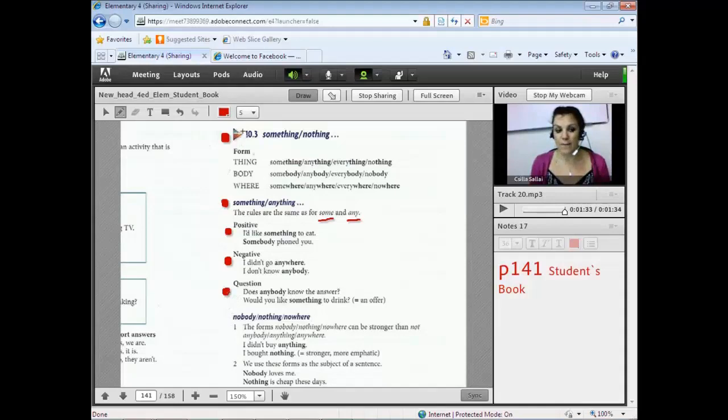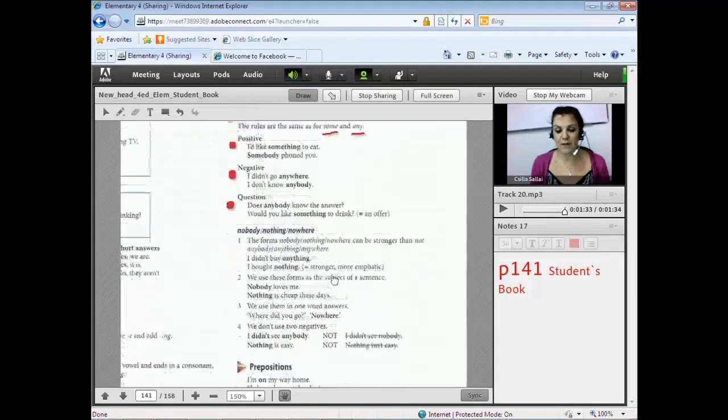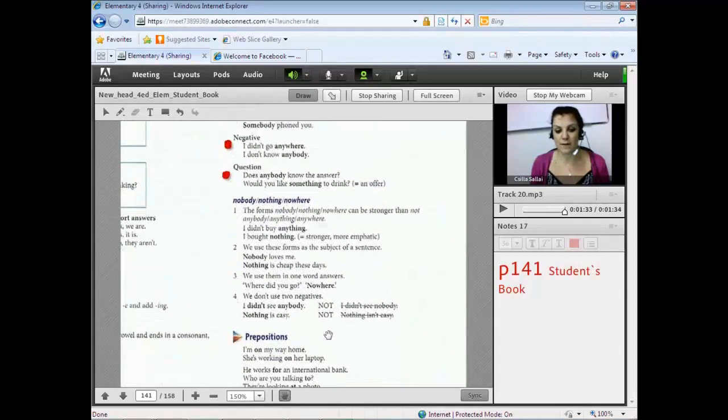What about some more rules down here? How about these ones? So you can ask the question, why can't I just say I don't go anywhere? You can say that. Or I didn't buy anything. Of course you can say that, but when you say I bought nothing, it makes it stronger. It's more emphatic. So the meaning is almost the same, but it's stronger.